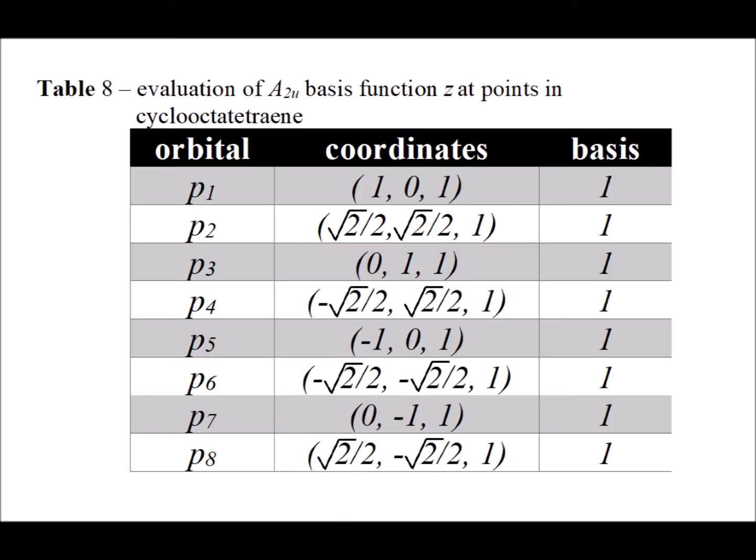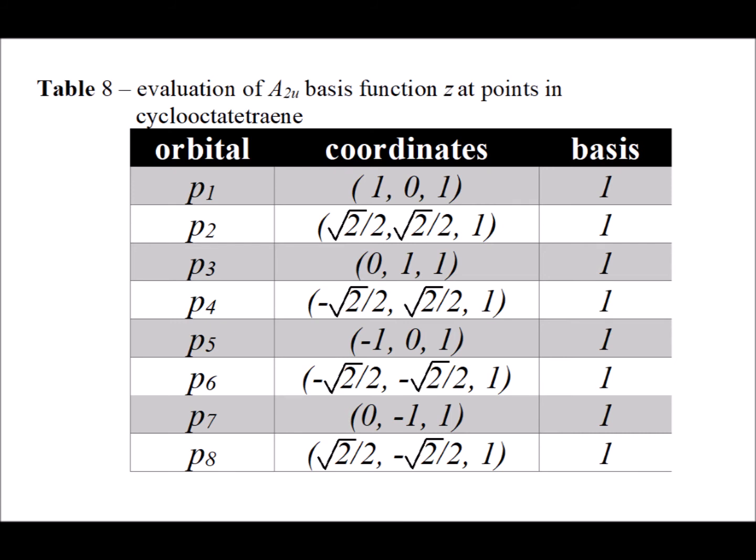To evaluate the coefficients for each orbital corresponding to each irreducible representation, we simply evaluate the basis function for that irreducible representation at each of the symmetry equivalent points where the pz orbitals are going to originate. Now we have to include the z coordinate, and because it is a planar molecule, we're giving each of the z coordinates for each point to be exactly the same, equal to 1.